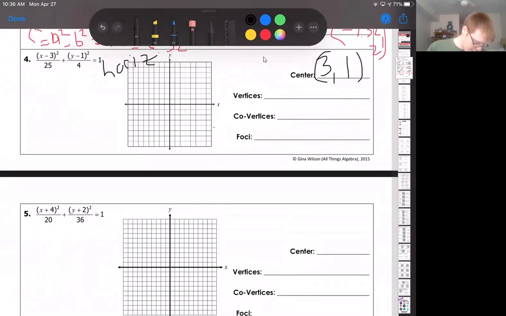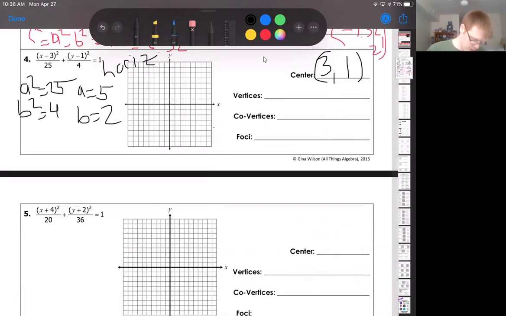So our a squared is 25. Our b squared is 4. So really our a is 5. Our b is 2. So let me show you another way you could do this. You could plot your center. So go to 3, 1. It's kind of hard on my iPad.